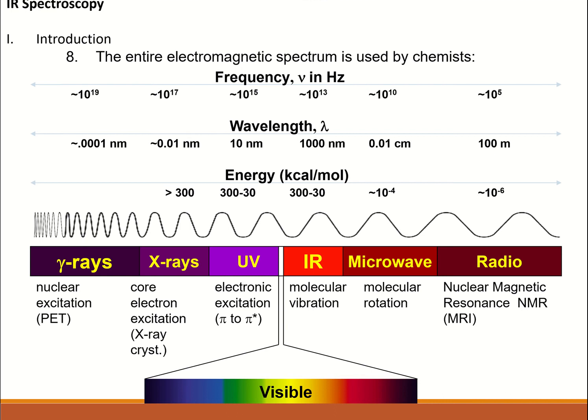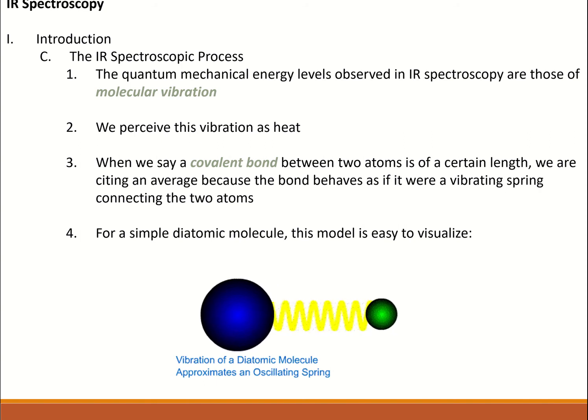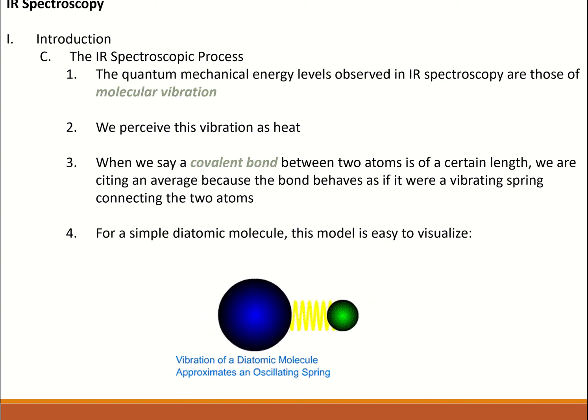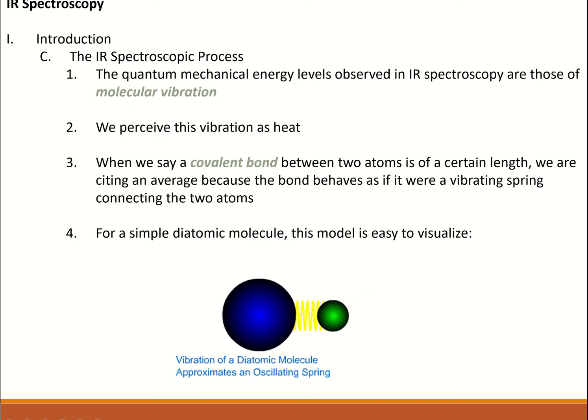So we discussed this: as we go from left to right, the wavelength increases while the frequency decreases. Now you should know about the IR spectroscopic processes, that is, what the processes in IR are. Let me remove this first.